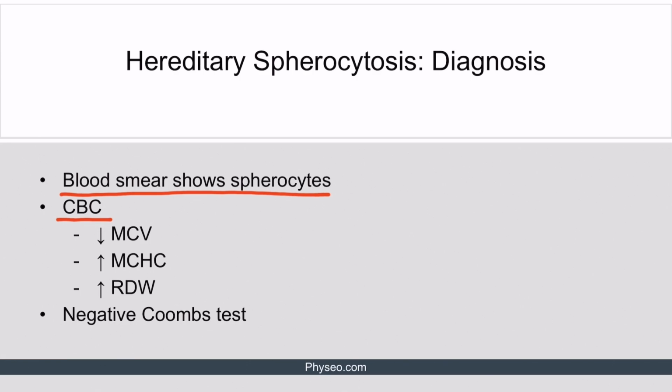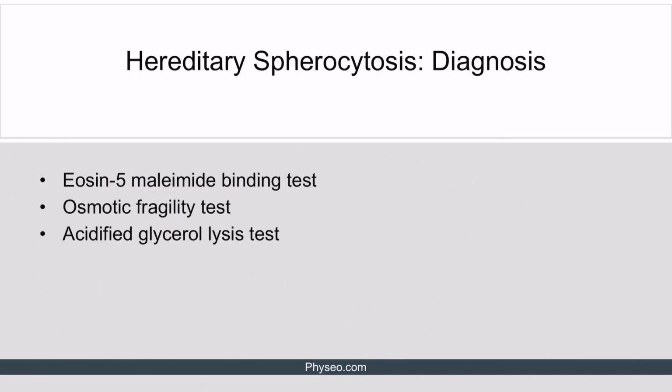sizes. Patients with hereditary spherocytosis will have a negative Coombs test because it is the fragile red blood cell shape, not antibodies, that is leading to hemolysis. For diagnosis, we use the eosin-5-maleimide binding test, which detects the intensity of binding between eosin dye and the red blood cell membrane. Patients with hereditary spherocytosis will have decreased binding and therefore decreased mean fluorescence with this test.